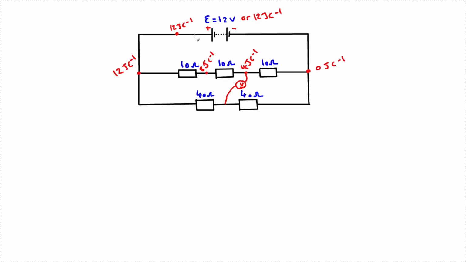So Coulomb of charge comes through here. If it decides to go through this top route, it's going to lose 4 volts, 4 joules per coulomb in each of those 3 resistors.